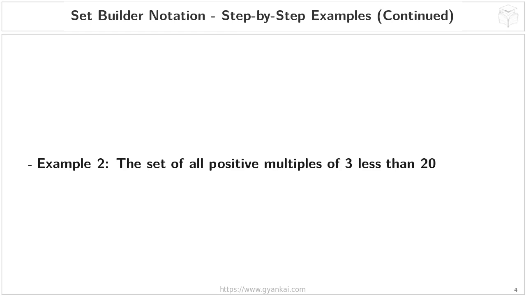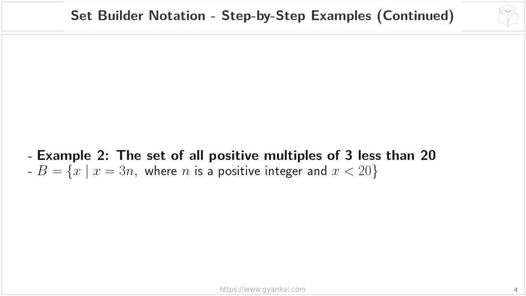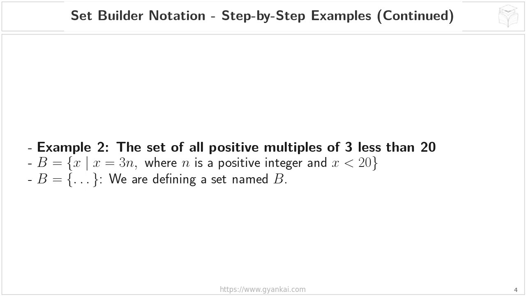Let's move on to our second example of set builder notation. As you remember from the previous slides, we're learning how to define sets not by listing out all the elements, which isn't always practical, but by describing the properties those elements must have. So, this example asks us to define the set of all positive multiples of 3 that are less than 20. Here is how we write that using set builder notation.